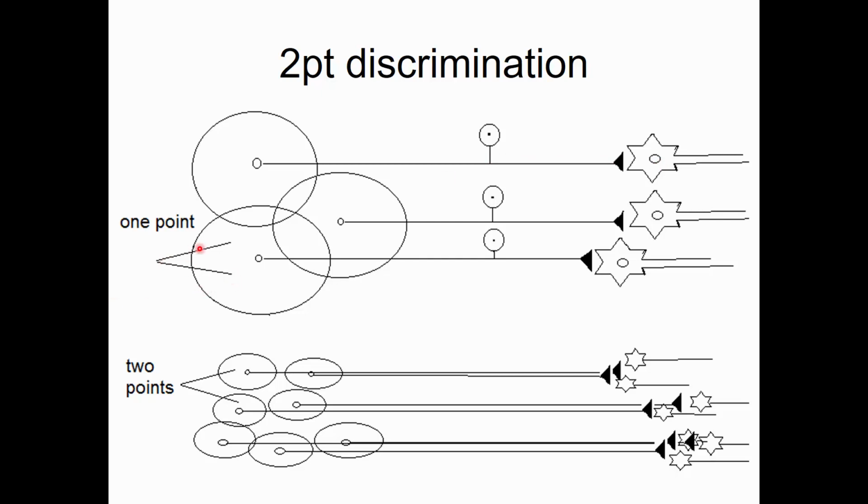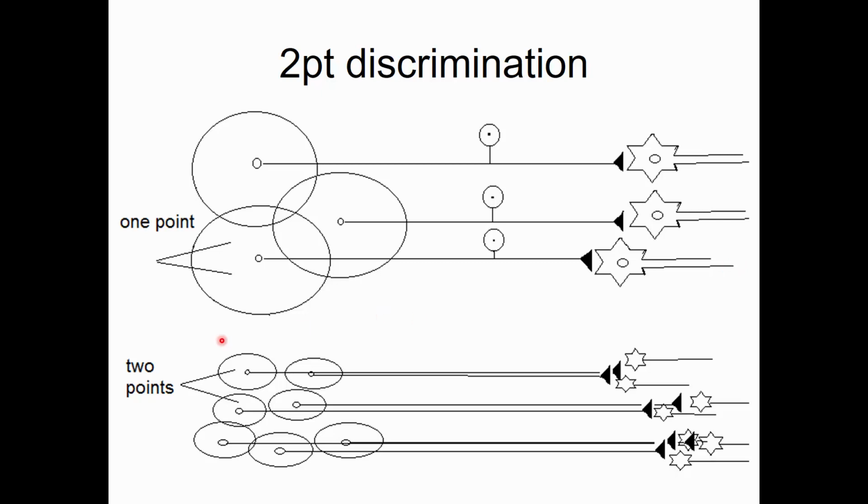Notice I've got something, this is a caliper, and the points are a certain amount apart. These 2 points go in the same receptor field. We're only going to activate this receptor. We are only going to activate this pathway. So as far as your brain knows, that's just 1 point. How are we going to tell if there's 2 points?